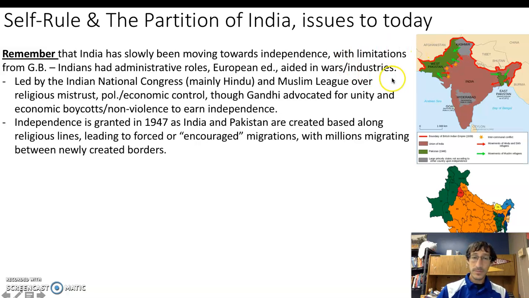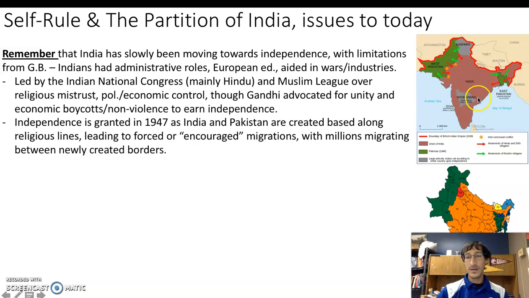All right, so unfortunately, what we end up seeing is that distrust and the idea that if India was to become independent, Muslims felt that they were going to be essentially second-class citizens. And so this leads to, when independence is granted in 1947, it being partitioned into essentially two parts.